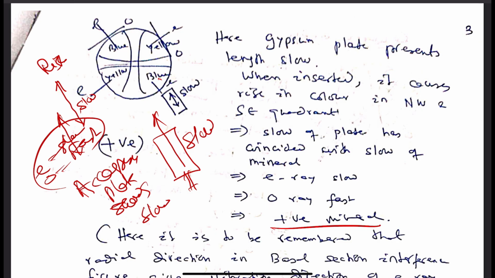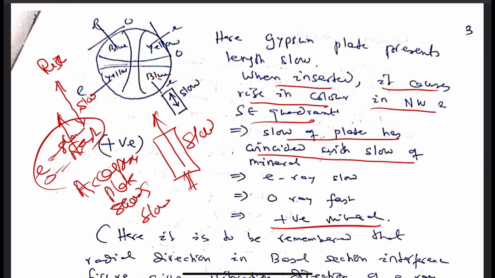Here the gypsum plate presents length slow. When inserted, it causes rise in color in northwest and southeast quadrants. So the slow of the plate has coincided with the slow of the mineral. That means E ray is slow, O ray is fast. This is positive.